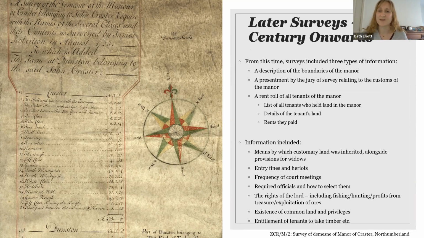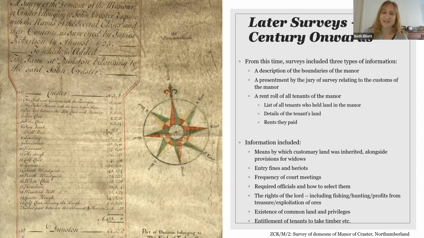Presentment by the jury of survey relating to the customs of the manor, so you can learn a little bit about the customs of the manor. And a rent roll of all the tenants of the manor, so a list of the tenants who held land, details of the tenants' land, rent they paid, and so on. So information on these later surveys, similarly to what I mentioned earlier on, but maybe a little bit more detail.